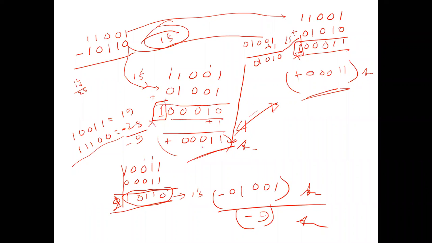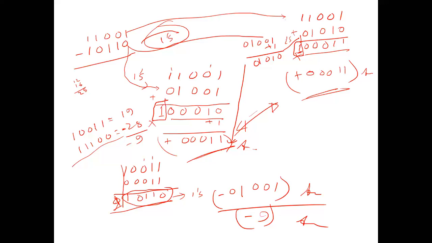If you have carry, then the carry vanishes. If you have no carry, then just the result is reversed. The formula is the same. If you have no carry, the result is the 1's complement. If you have no carry, the result is the 2's complement.